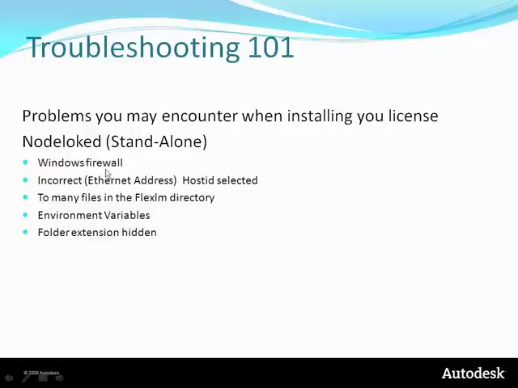Check for Windows firewall being on. Maybe you selected the wrong Ethernet address when you registered the product. You might have too many files in the FlexLM directory, or you could have some environment variable set. We'll check on that, and you could have extensions on. So I'm going to show you how to check some of these. Let's go ahead and do that.